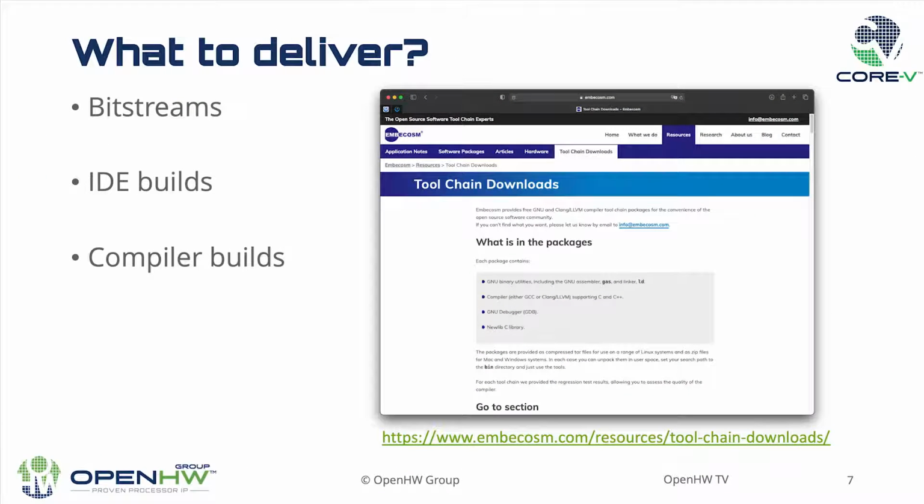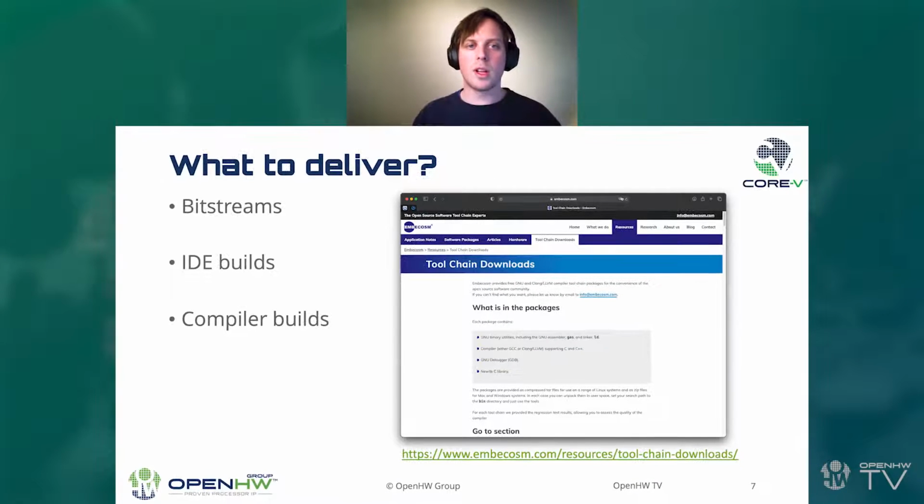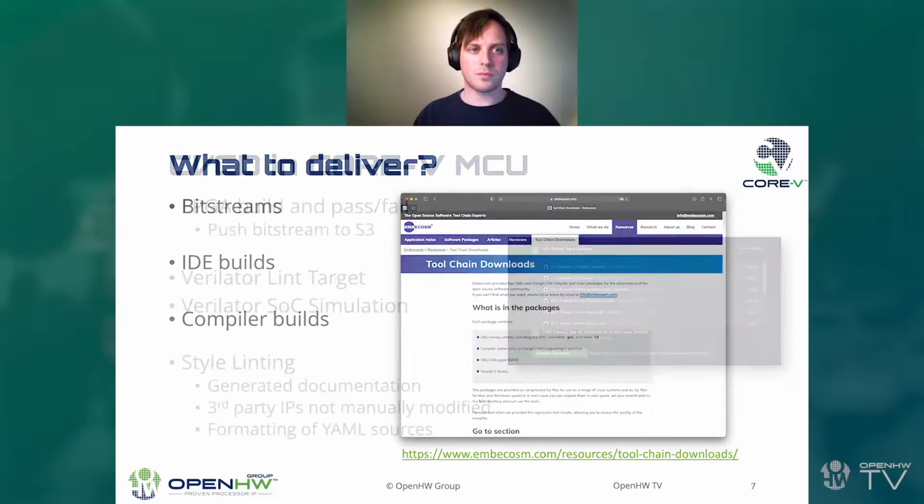And then finally, we also want to deliver compiler builds, and we are already doing this as part of one of our member companies, whose page I've copied on this slide deck. They have this very nice page of toolchain downloads, where they also run nightly toolchains and stable toolchains of different compilers, such as GCC and LLVM, and also specifically built versions for our CORE-V set of cores. And this really makes it very easy to just pull down the binary and get started.